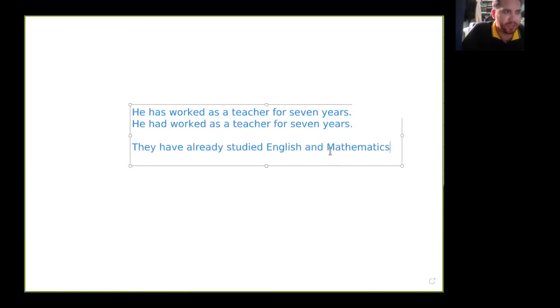Eles já têm estudado, se fosse uma tradução literal, né? Eles já têm estudado inglês e matemática, mas aí no português, nós já falamos isso, e muitas vezes nós não traduzimos literalmente o presente perfeito, né? É um tempo verbal que não se encaixa exatamente com a nossa língua. Então aí a gente traduz no passado. Eles já estudaram inglês e matemática, né? They have already studied English and mathematics.